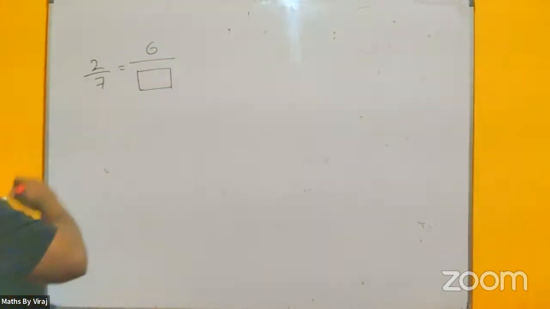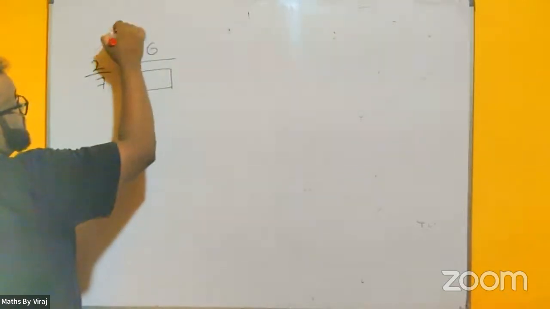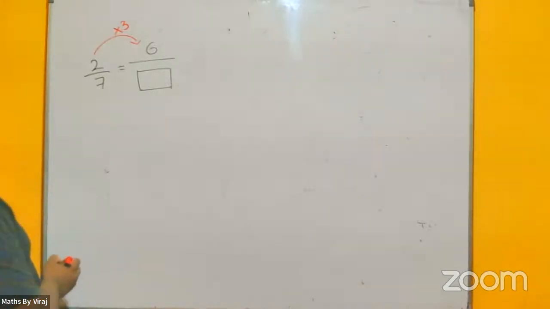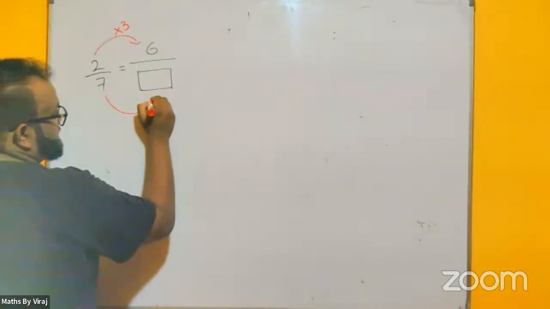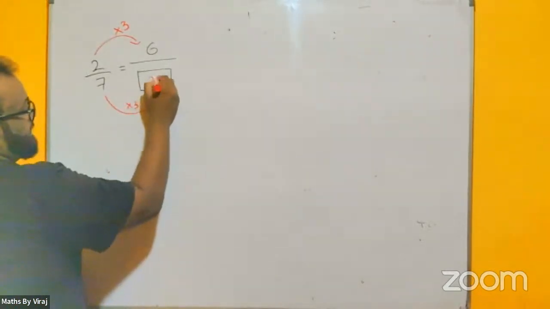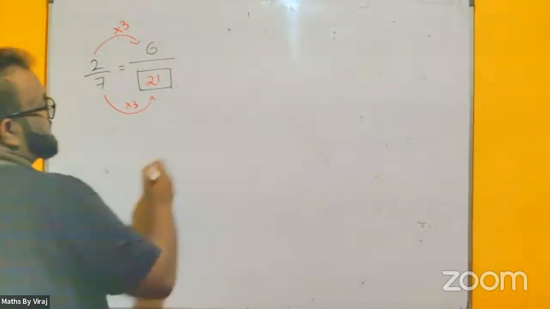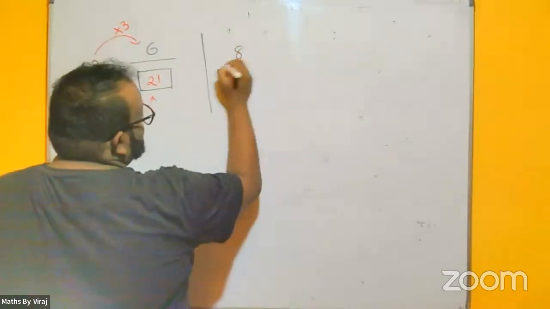You do understand that for 2 to become 6, it is multiplied by 3. And hence, if you multiply the numerator by a certain number, you should multiply the denominator also by the same particular number. Let's look at another example, children.